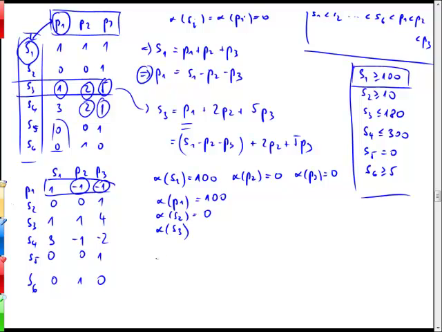The third line is just 1 times S1, because the other is 0, so 100. The fourth line for S4 is 300. S5 is 0, and S6 is also 0. So we finish now one pivoting. And now we will check again. Are the bounds satisfied? Now we go in the order.